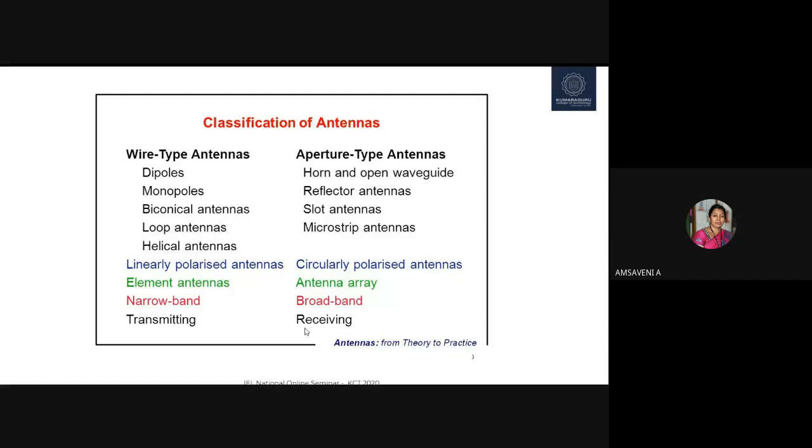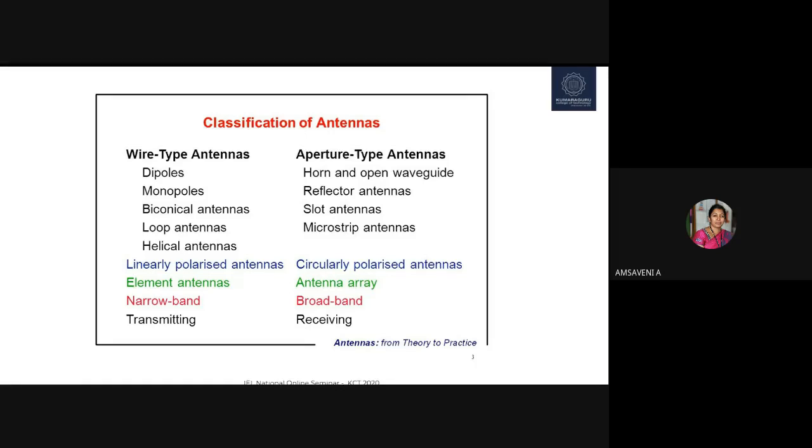Then antennas may be linearly polarized antennas or circularly polarized antennas, or an antenna may be a single antenna, or it may have more than one element, because the array concept is also there. Suppose you want to increase the gain of your antenna, you can have more than one element.